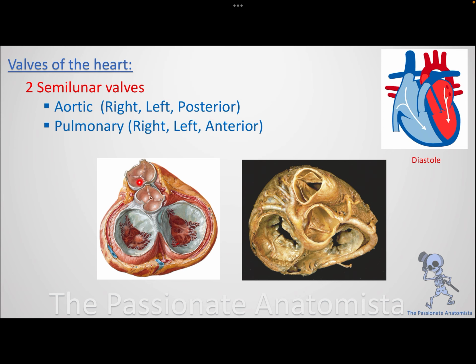So for the pulmonary, we have right and left cusps. The extra one will be anterior. For the aortic, we have right and left cusps. The extra is going to be posterior. All right? So this is the pulmonary and this is the aortic. And remember that the coronary arteries take origin from the right and left aortic sinuses. So that is also another clue that this is the aorta and the pulmonary trunk is anterior. So remember that the pulmonary trunk is anterior and this is the aortic opening.